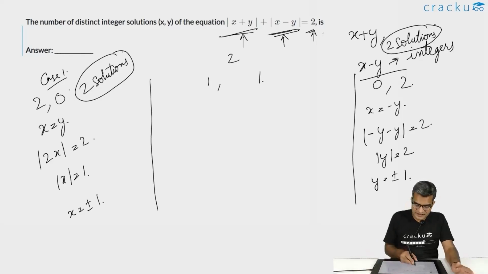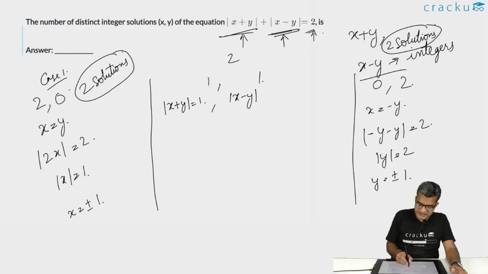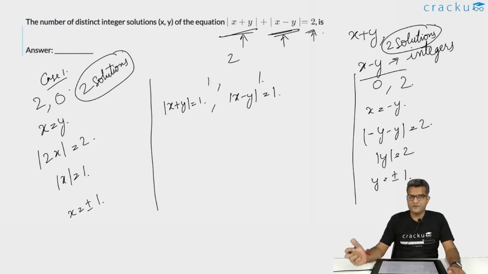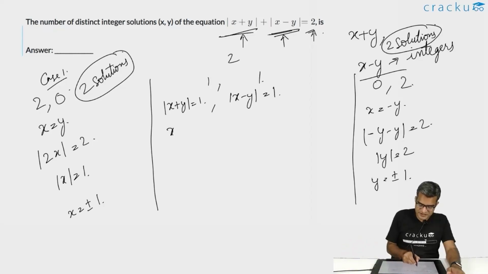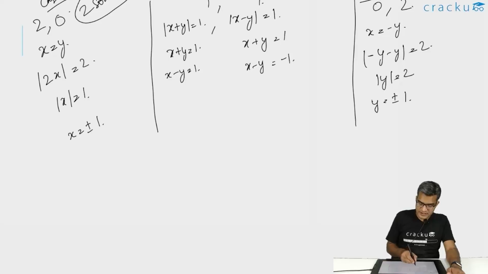What about the middle case? Here we are saying that modulus of x plus y is equal to 1 and modulus of x minus y is equal to 1. Here we will have 4 cases. What are the 4 cases? Either x plus y is 1 and x minus y is 1, or x plus y is 1 and x minus y is minus 1, or x plus y is minus 1 and x minus y is 1, or x plus y is minus 1 and x minus y is minus 1.